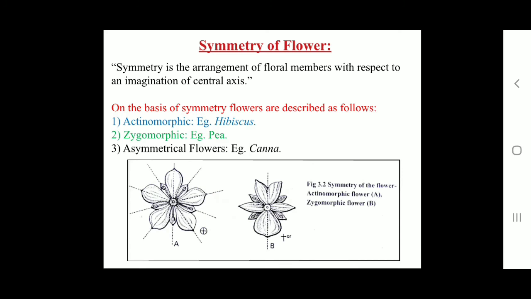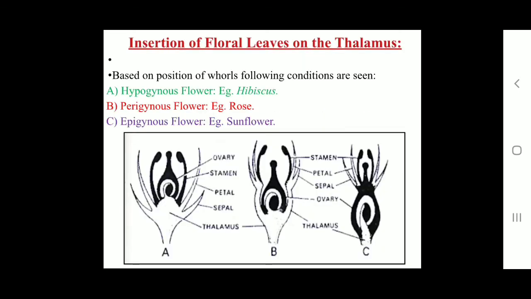Then third type, that is asymmetrical flower. These flowers cannot be cut into two equal halves along any plane. Such flowers are called asymmetrical flower. Example: canna.